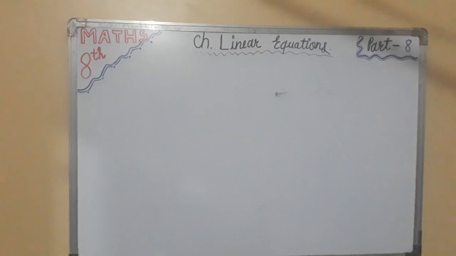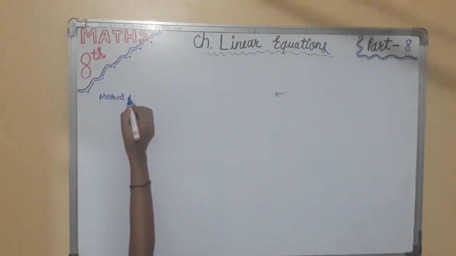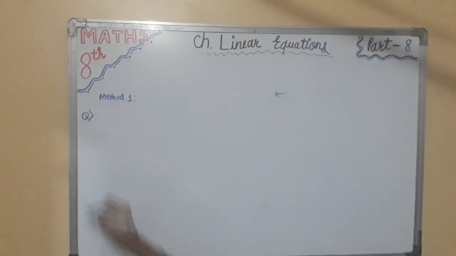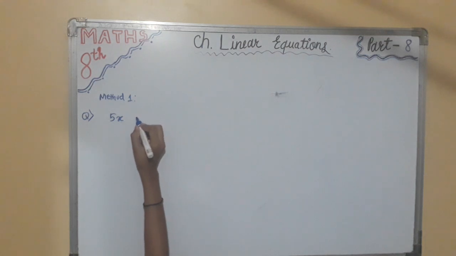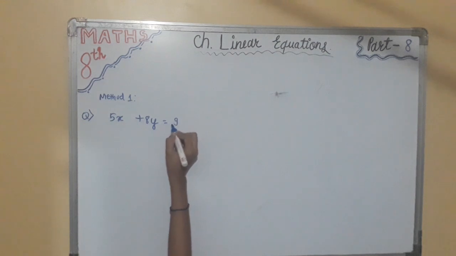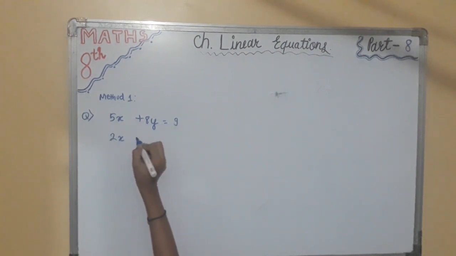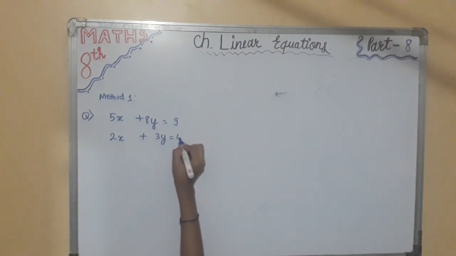So, our first question based on method 1, means substitution method. Our first question is 5x plus 8y is equal to 9, and 2x plus 3y is equal to 4.